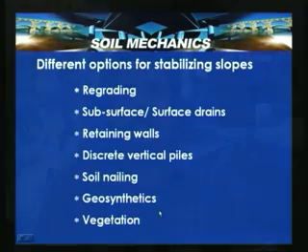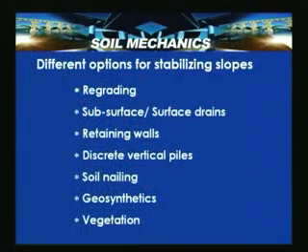So, in this slide, what we try to understand is the different options available for stabilizing slopes. One is regrading; the second option is subsurface or surface drainage. Subsurface drainage gets rid of the pore water pressures within the slope, and surface drains prevent erosion failures of slopes, which can make flat slopes steeper and then cause failure. So, surface drains allow erosion to be kept under control. Similarly, retaining walls, discrete vertical piles, soil nailing, geosynthetics and vegetation.